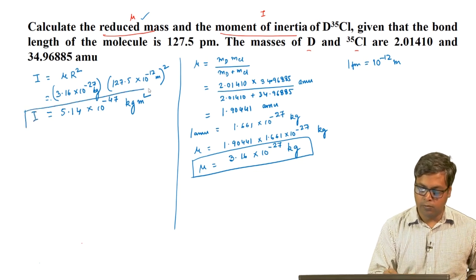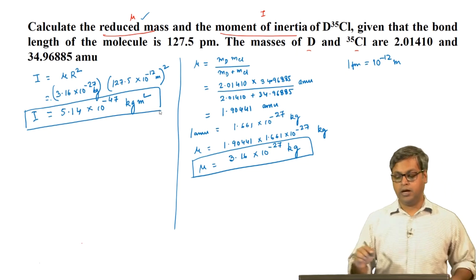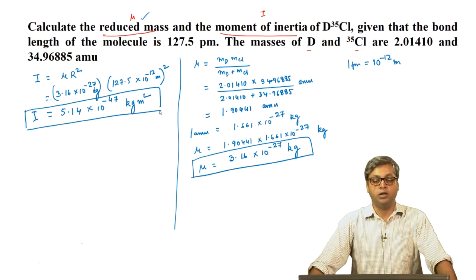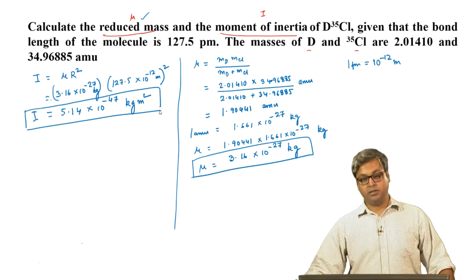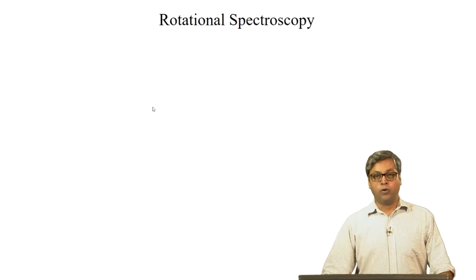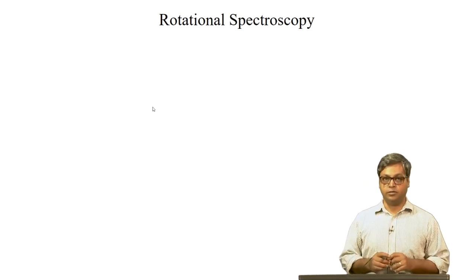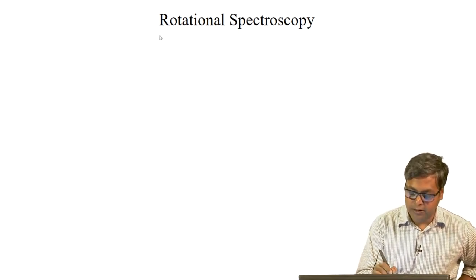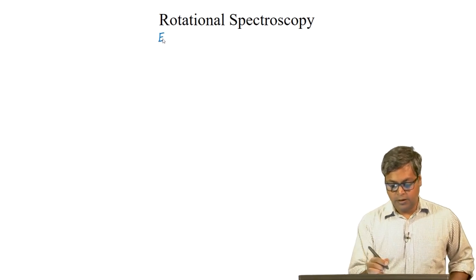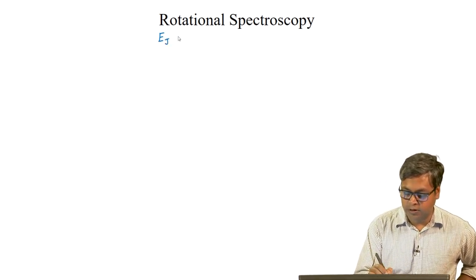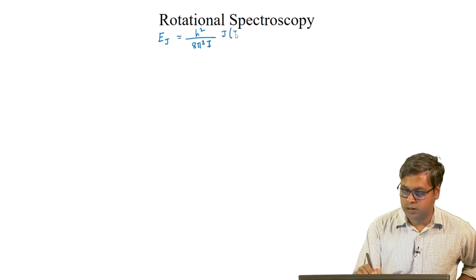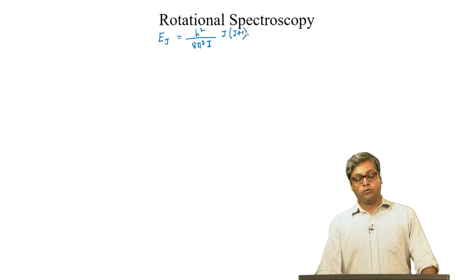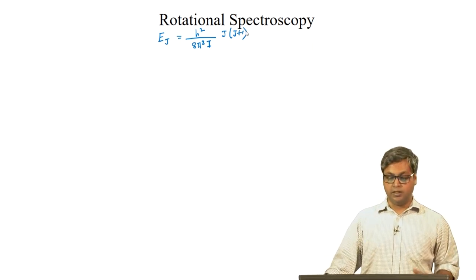So, now we have found out the reduced mass and the moment of inertia of a diatomic molecule, that is DCl. So, going back to the energy expression, we saw for this diatomic rigid rotor, we can write E j for the jth rotational level equals h squared by 8 pi squared I times j times j plus 1. The unit of energy here is in joule.